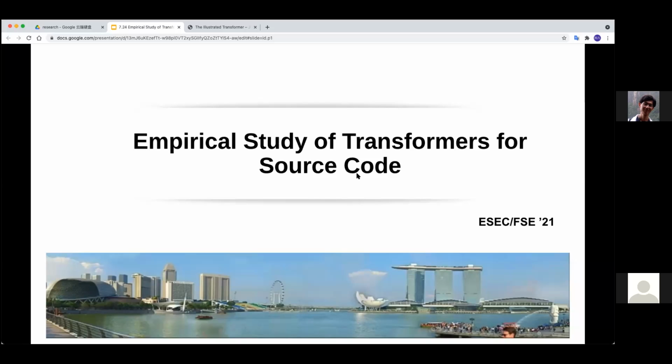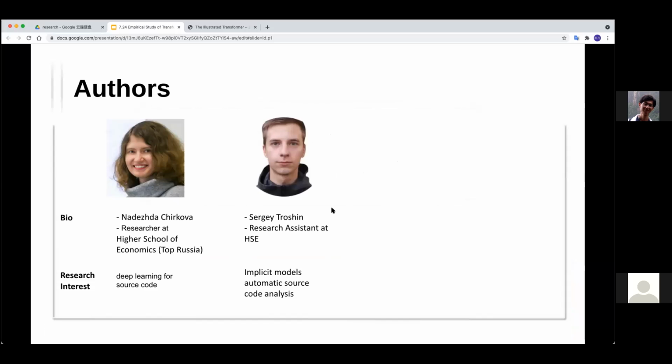Okay, hello everyone. Today we will talk about the empirical study of transformers for source code. It was published at FSE this year, and it has two other authors. They all come from Russia, and they are all researchers at the Higher School of Economics. This is a top university in Russia, and their research interest is mostly focused on deep learning for source code and models for automatic source code analysis.